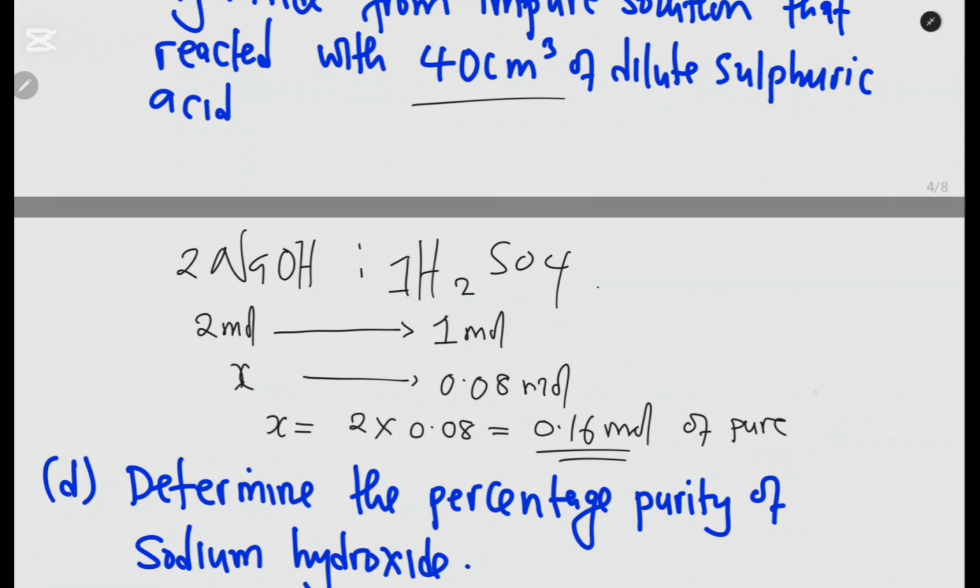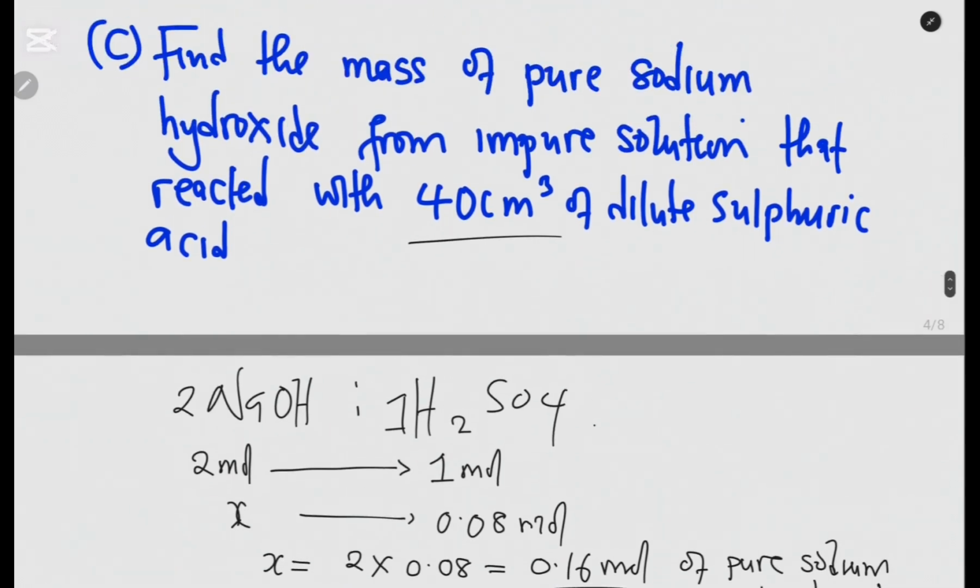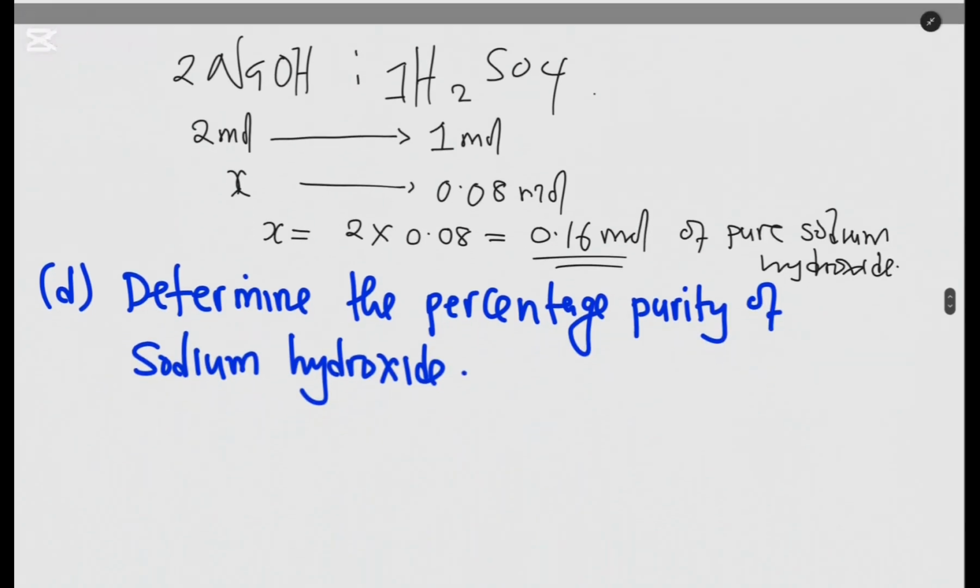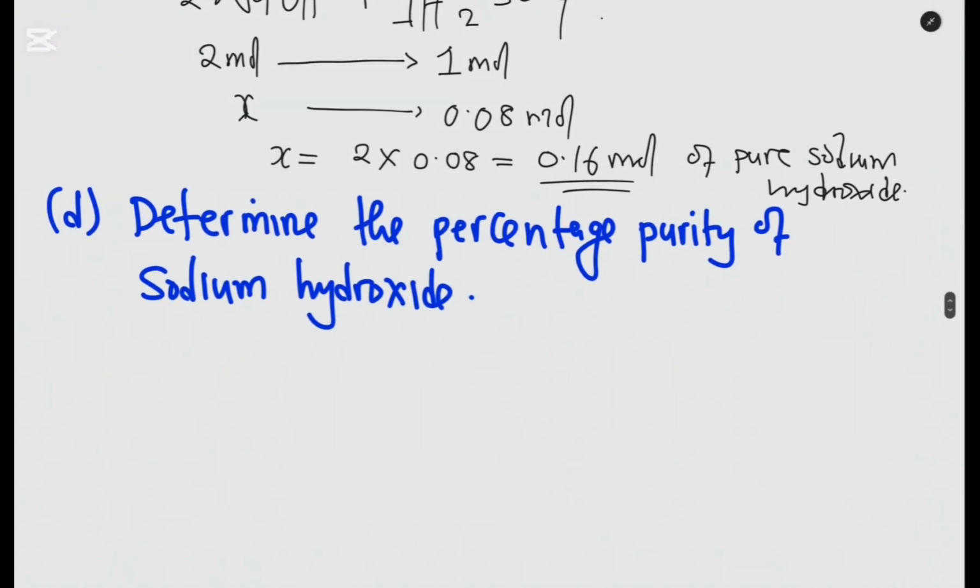So these are the number of moles of pure sodium hydroxide that reacted. Okay, so these are the number of moles of pure sodium hydroxide. Then determine the percentage purity.